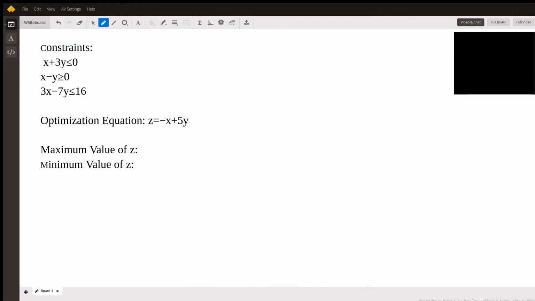This is from a topic called linear programming, which you typically would see in Algebra 2. The first thing you're going to do is draw a graph and put these inequalities in there. Doing that by hand is not too bad, not that difficult, but time consuming. I'm just going to save some time by showing you the graph that I did in Desmos.